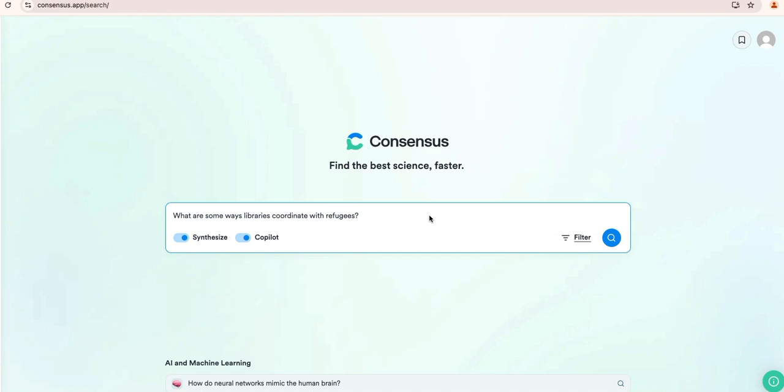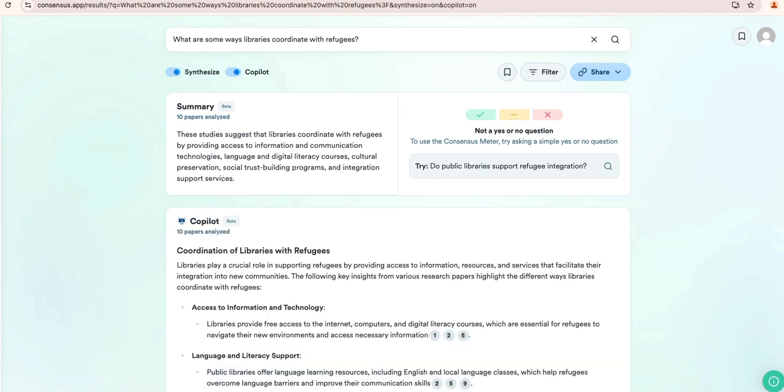What are some ways libraries coordinate with refugees? Let's see what comes up. And it comes up with a nice little summary right here. A lot of people like the consensus meter over here, but I don't think it really would help much in terms of my question.